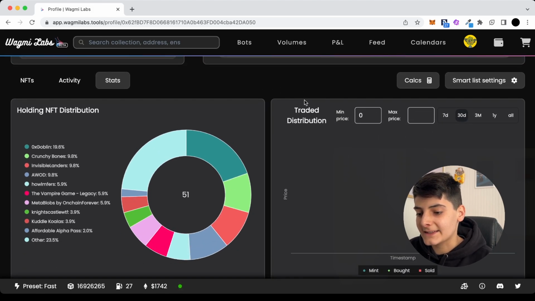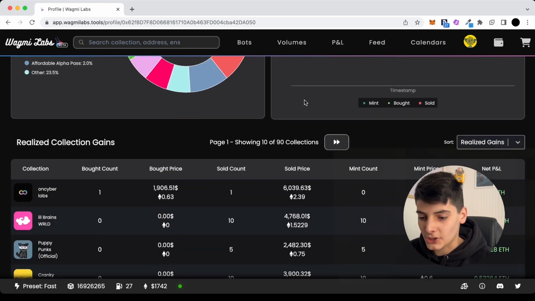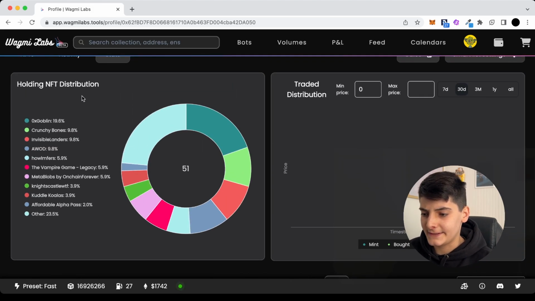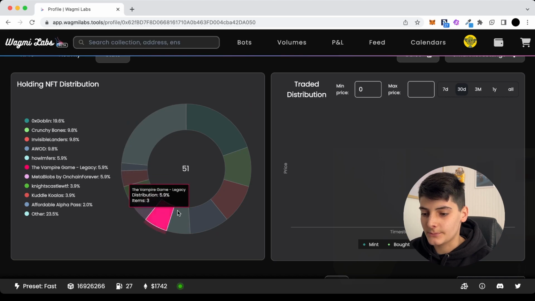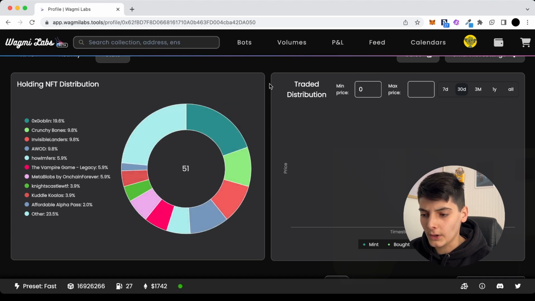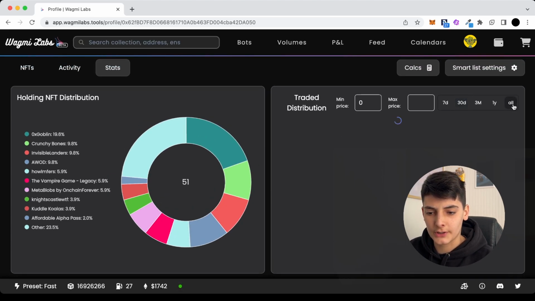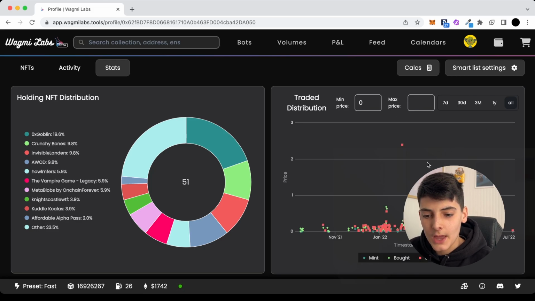So the profile stats section gives us three main charts. The first one is the holding NFT distribution, which tells us the distribution of NFTs that we're holding in the wallet. Then we have the traded distribution, which if we set the all time frame, we will see all these different dots.